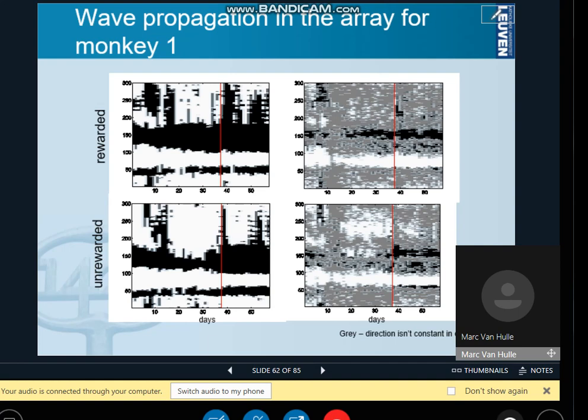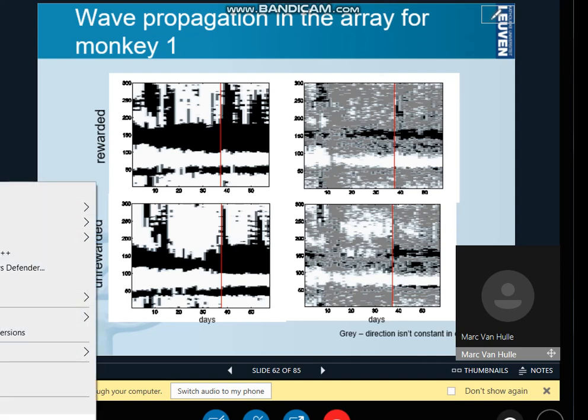What is in gray is not significant. What is in white and black is significant. And this is done trial by trial. That is how it was judged.